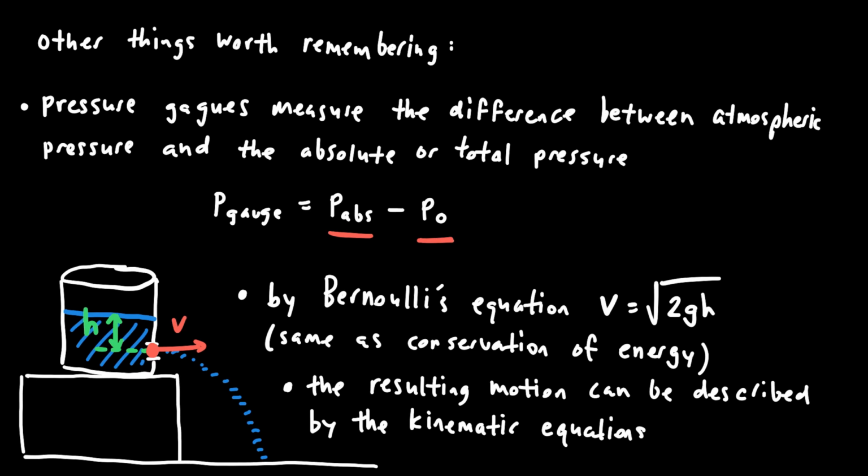And so, you can study the speed of the fluid coming out by looking at how far it travels on the floor, and so it turns into a projectile motion problem where you can use the kinematic equations to study how that works.